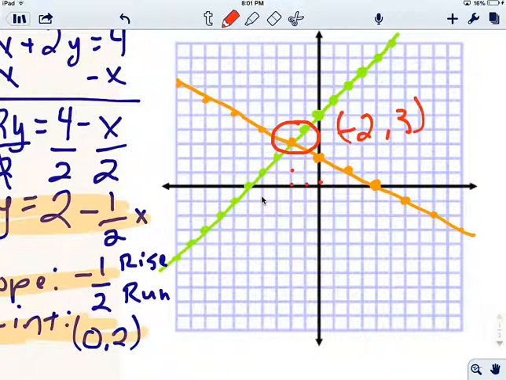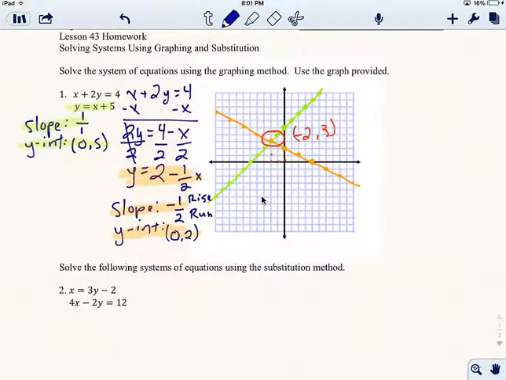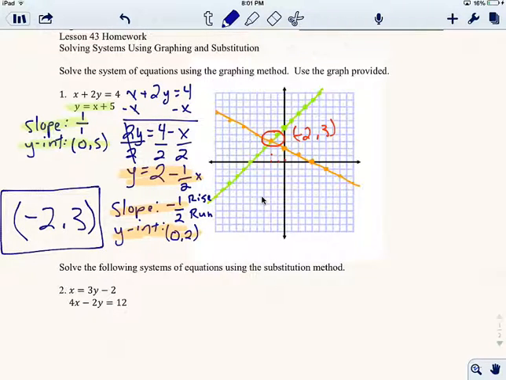And so wherever it asks me for my answer, I'm going to write that real big over here as -2, comma, 3, goes in parentheses, and I'm going to box the whole thing in so I know that's my answer. All right, there we go. That is solving a system of equations using the graphing method.